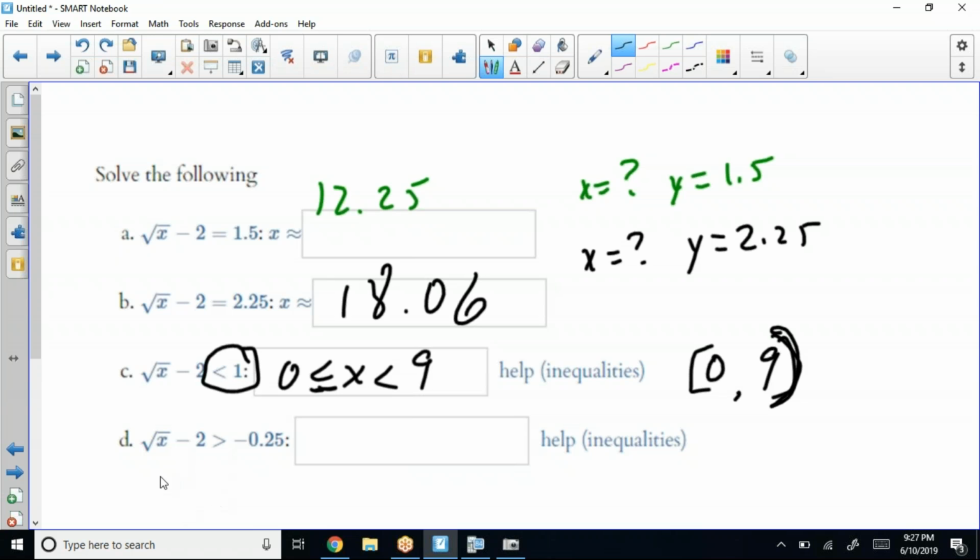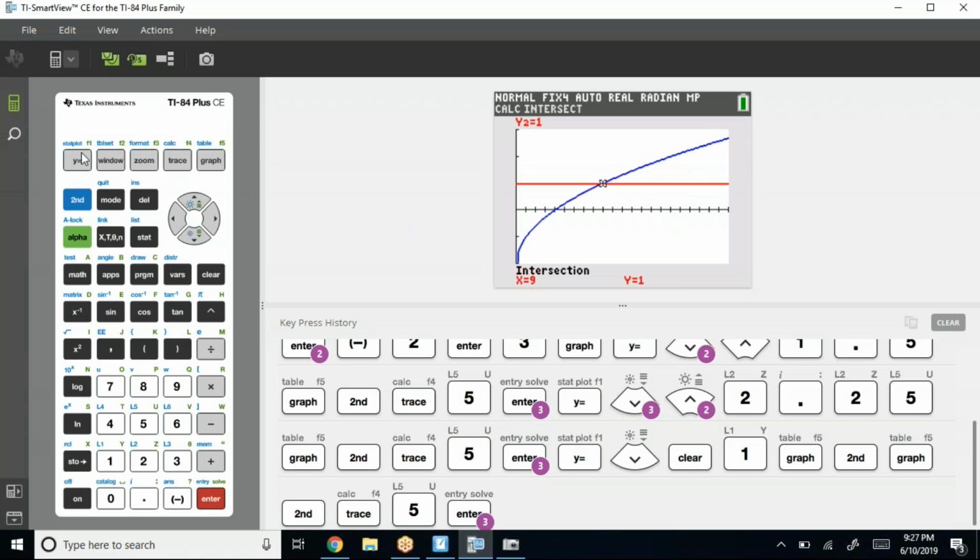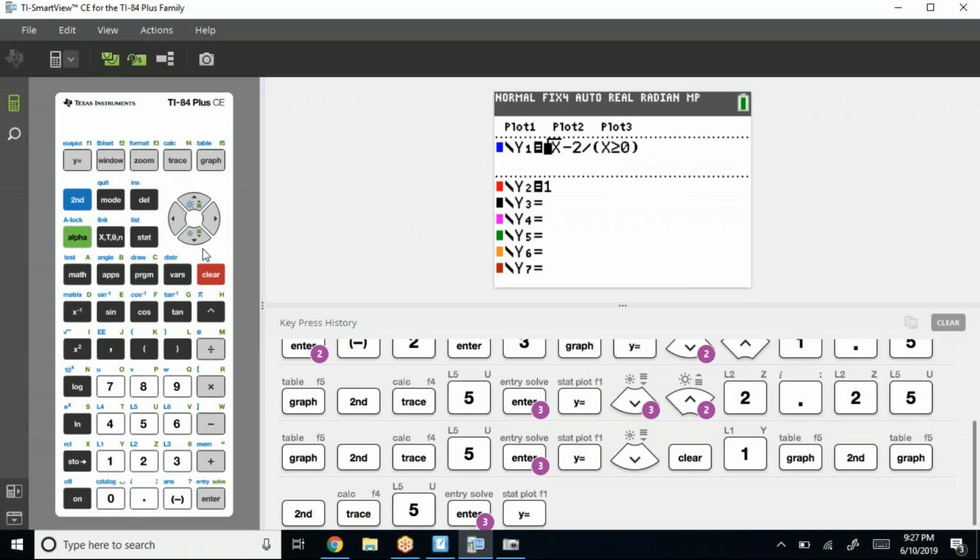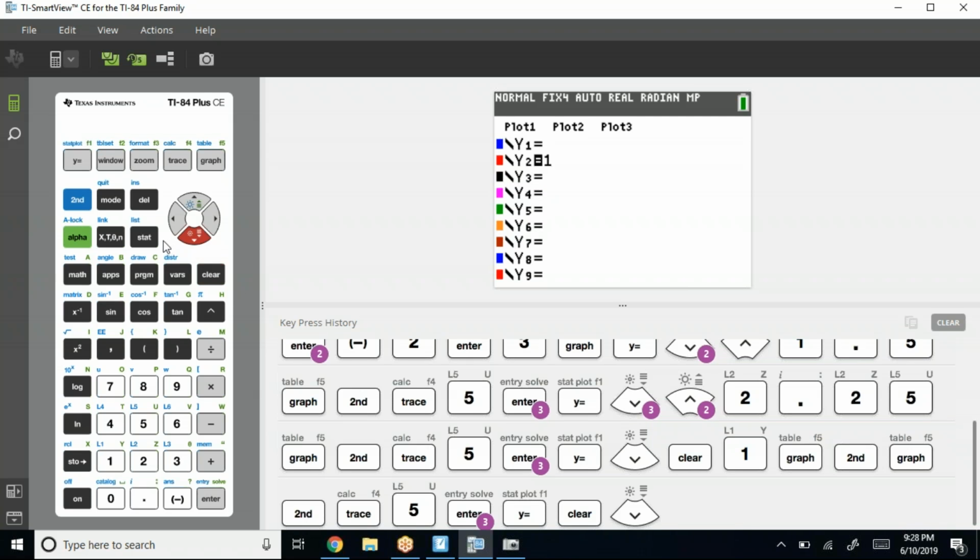On this one, it's where are the outputs greater than negative 0.25. So again, we need the x value, okay? So we'll go back to y equals. Oh, shoot. Oh, there's no undo. Okay, I got to type it in again. Crap. Let me hit this.